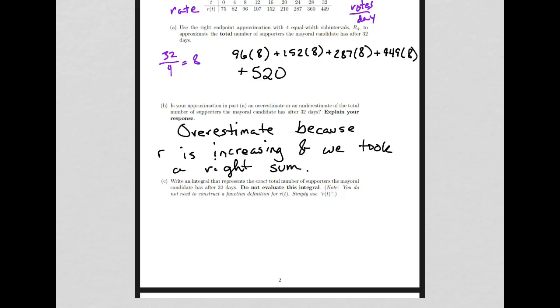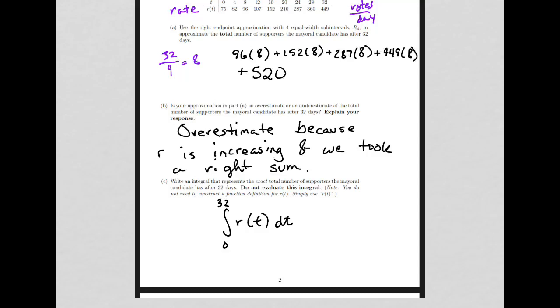And then last, write an integral that represents the exact total number of supporters the mayoral candidate has after 32 days. Do not evaluate the integral. And so here, remember to get the exact number. Then this is an integral, and we're going from day 0 to day 32. And we're looking at that rate times that time, so r of t dt.